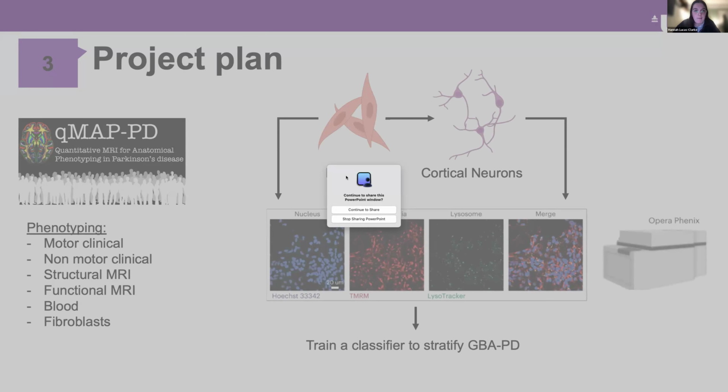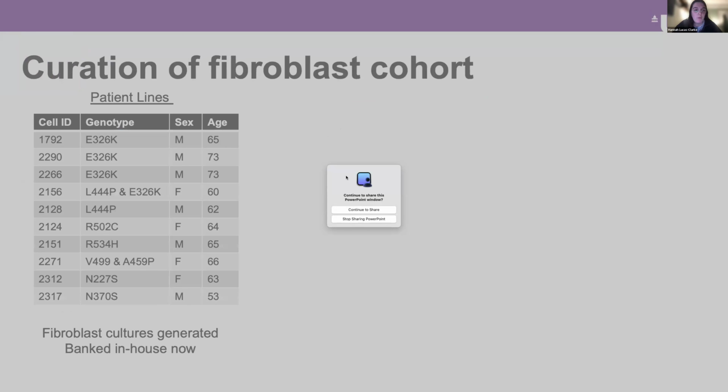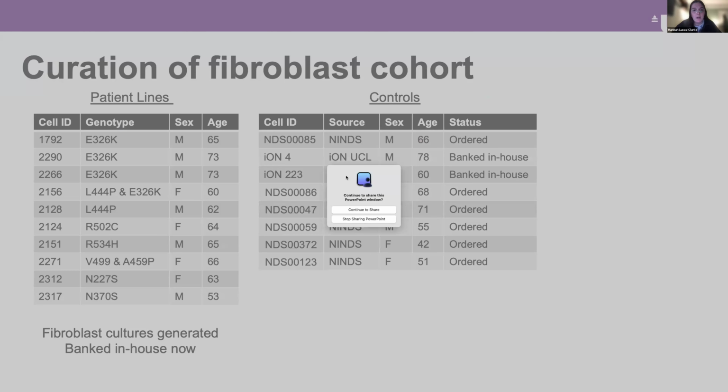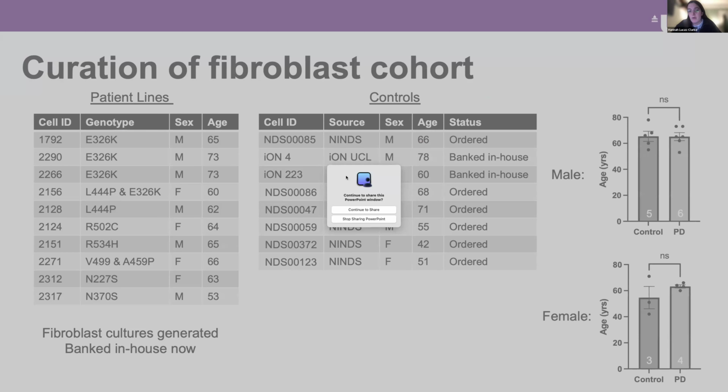So at the moment, we have now got all 10 of our patient lines in-house and banked, and the fibroblast cultures are generated, which is great. And I have now ordered in all the bunch of controls, which are age and sex matched. So we're making good progress here. This is just to show that we've managed to age match and sex match our controls.